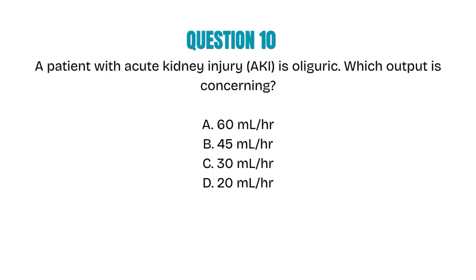Question 10. A patient with acute kidney injury, AKI, is oliguric. Which output is concerning? A. 60 mL per hour. B. 45 mL per hour. C. 30 mL per hour. D. 20 mL per hour.